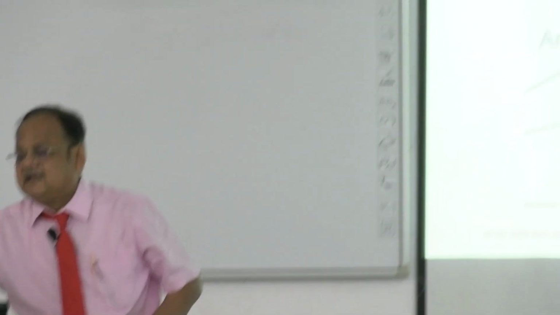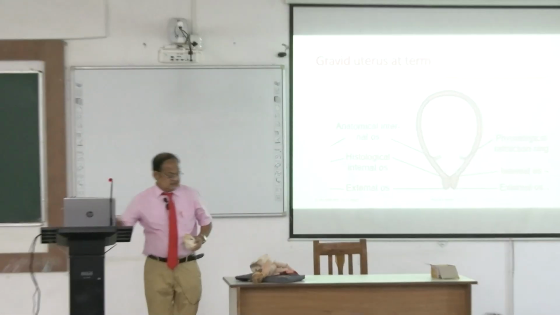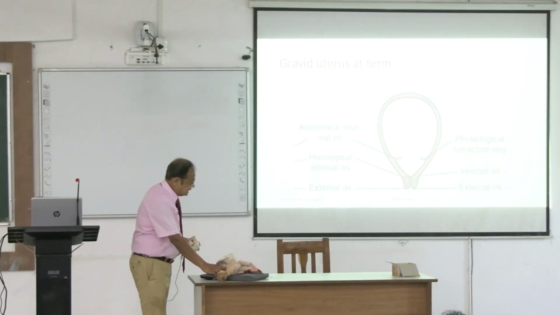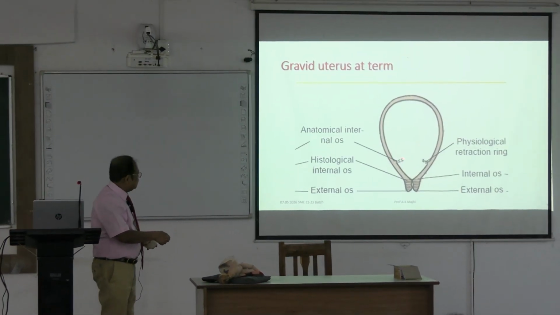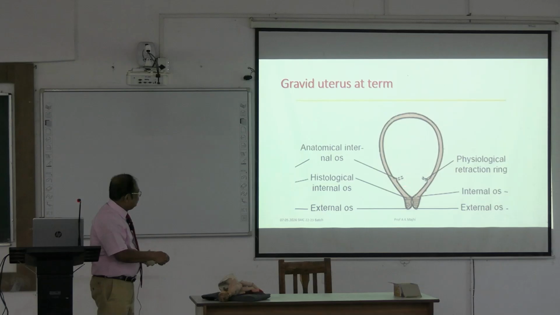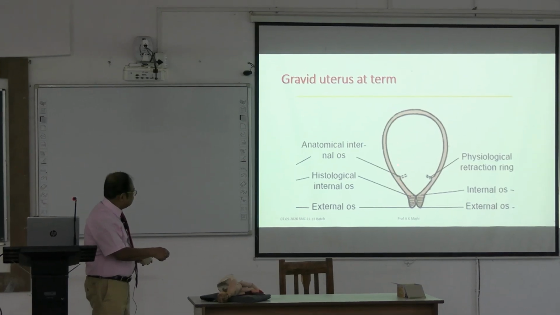And next is the gravid uterus at term. You can see the gravid uterus, just for anatomy. Here you can see the uterus, the lower uterine segment, the upper uterine segment, and there is the internal os.